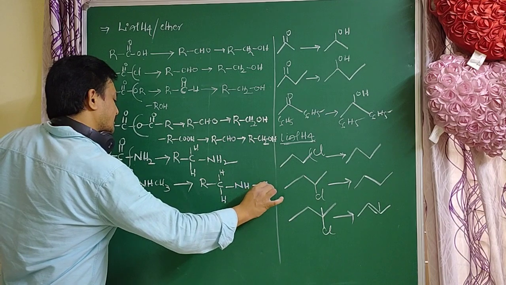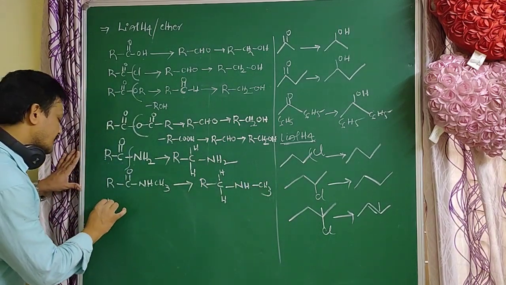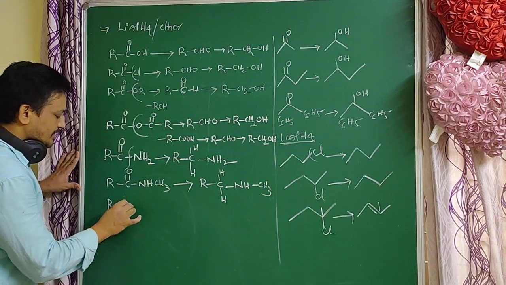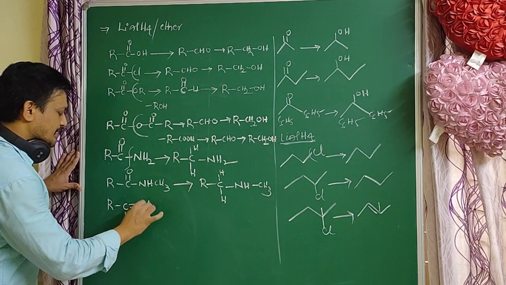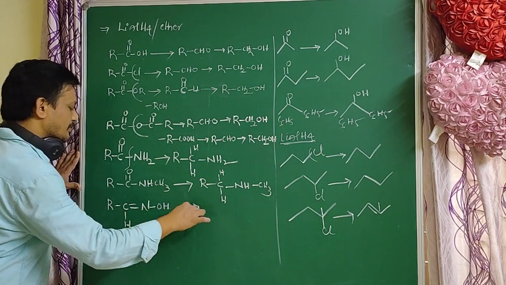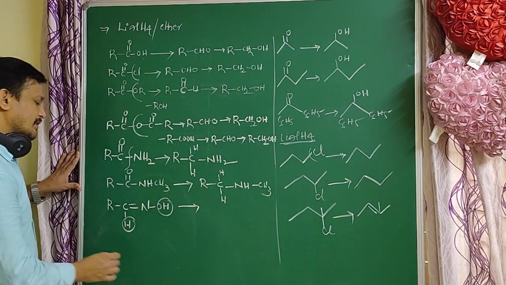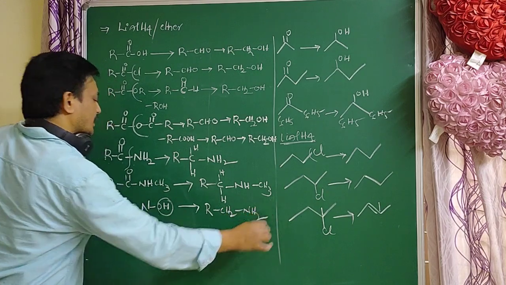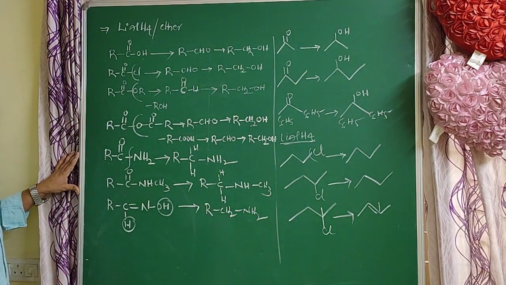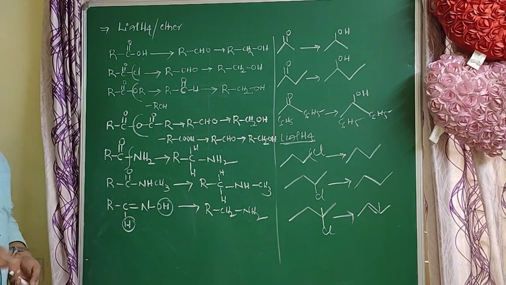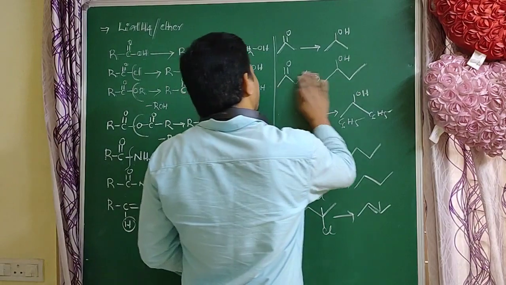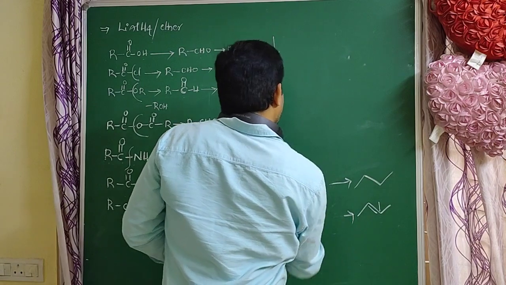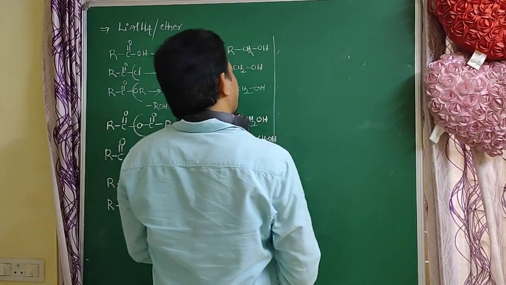So next, in the presence of lithium aluminum hydride, oximes are converted to primary amines. Remove the oxygen here and add hydrogens: RCH2NH2. So in the presence of lithium aluminum hydride, cyanides and isocyanates are converted to amines.